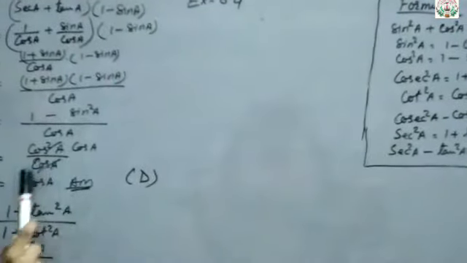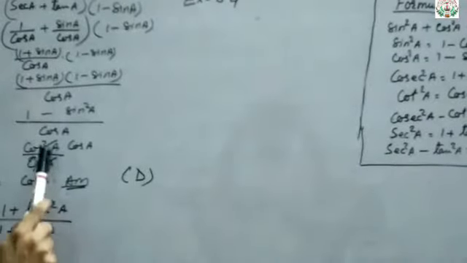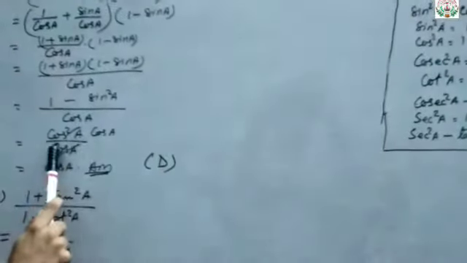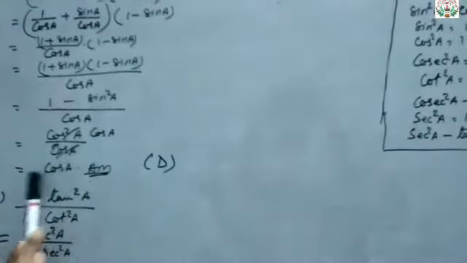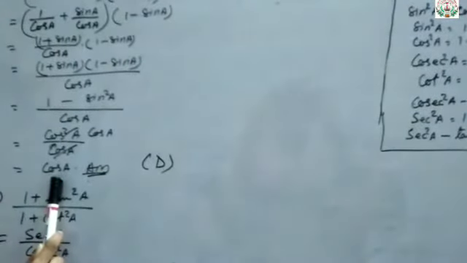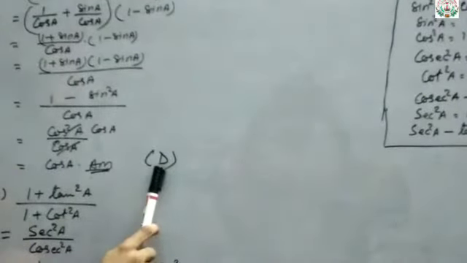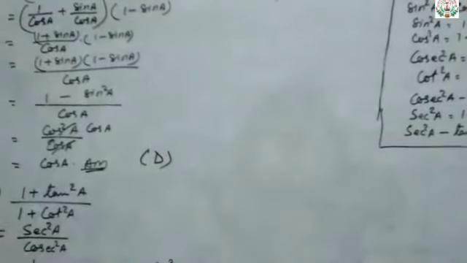So now cos square A upon cos A. One cos A will be cancelled, because cos square A means cos A into cos A. So one cos A is cancelled, and cos A is left out. So it equals cos A. In which option is cos A the answer? That is option number D. So D is the correct answer for this.